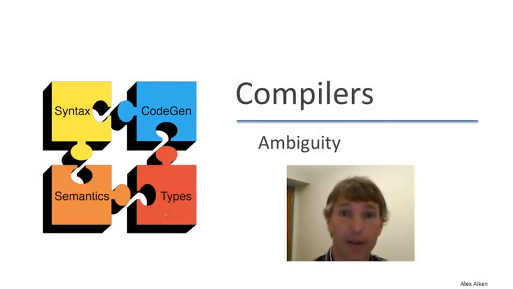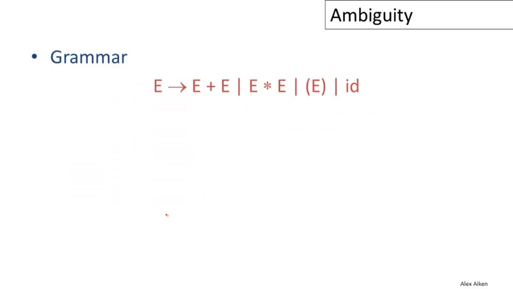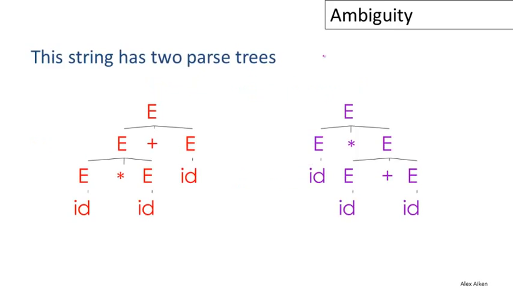In this video, we're going to talk about ambiguous context-free grammars in programming languages and what to do about them. We'll begin by looking at our favorite grammar for expressions over plus and times and identifiers. And we'll just look at the string ID times ID plus ID. Now it turns out that this particular string has two parse trees using this grammar.